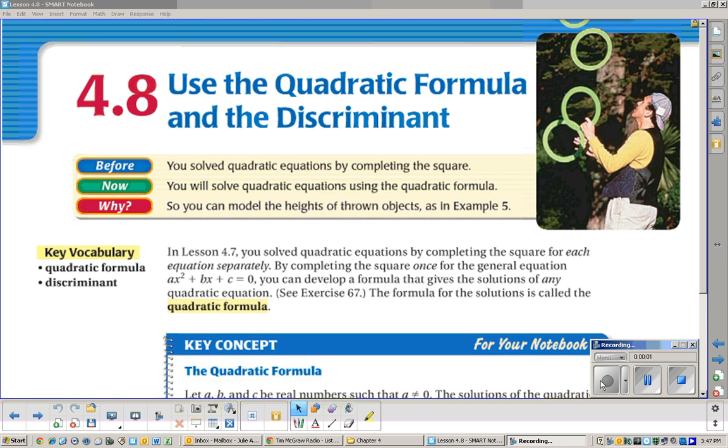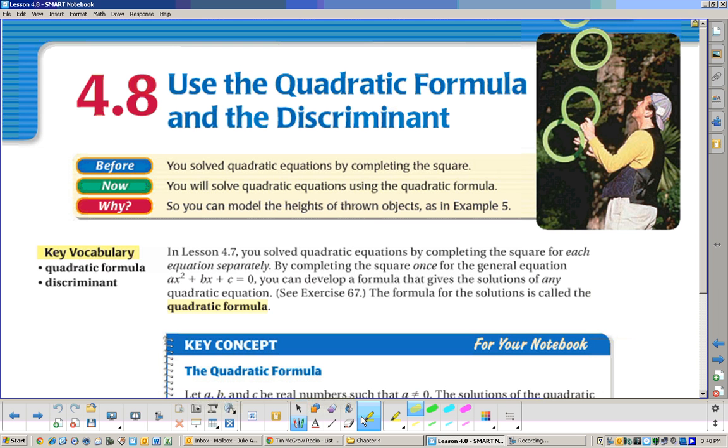Lesson 4.8, we learn yet another way to solve quadratic equations, and this time we're going to use the quadratic formula. Along with the quadratic formula, we're going to use the discriminant to help us determine how many solutions we're going to find. And luckily, these two things are actually a part of each other. The discriminant is found within the quadratic formula, so if you know the quadratic formula, you know both.